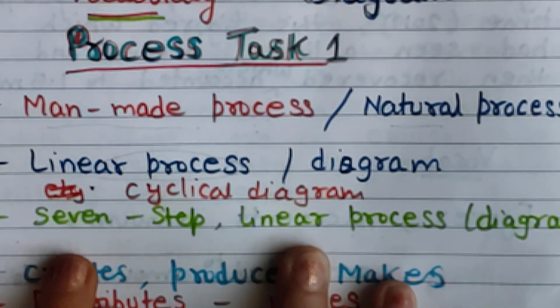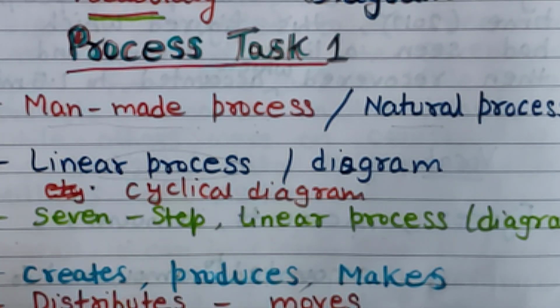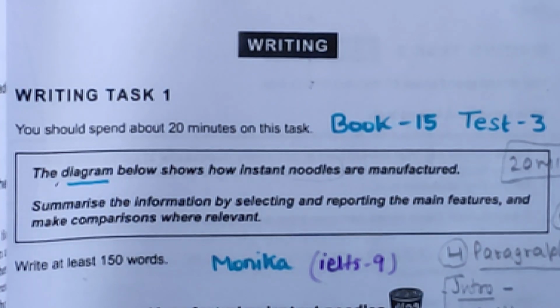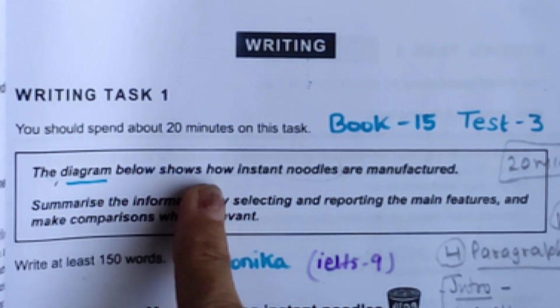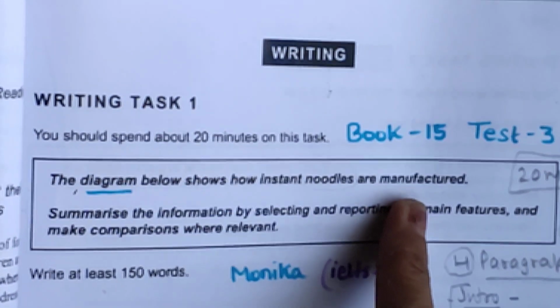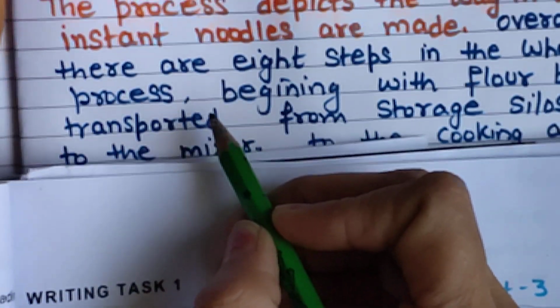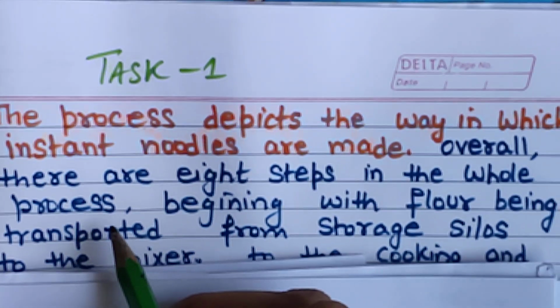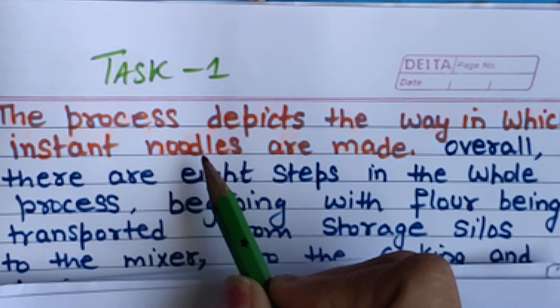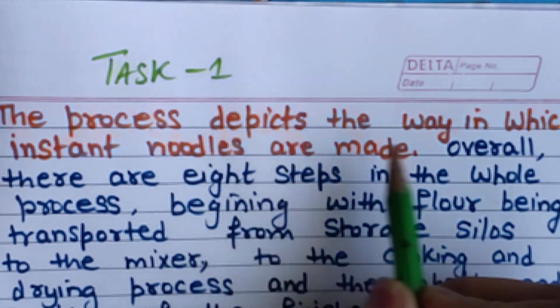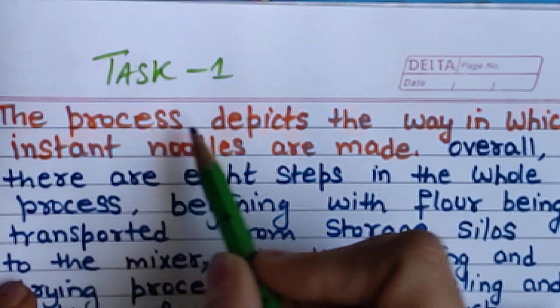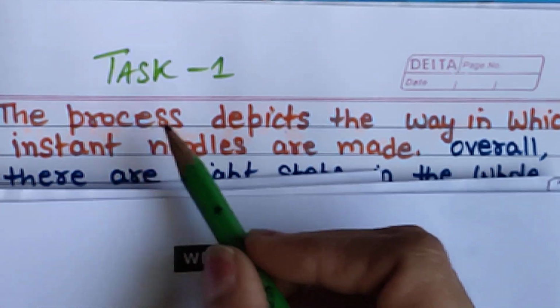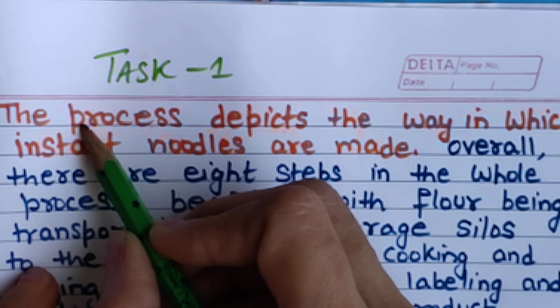Now coming to the main question, how we can complete it within limited time. So this is my question: the diagram below shows how instant noodles are manufactured. Okay, so you can see what I have written. I have used different color pens so that you can come to know what I have written. The process depicts. Now, I have written a simple thing, process depicts. No, I will change it.